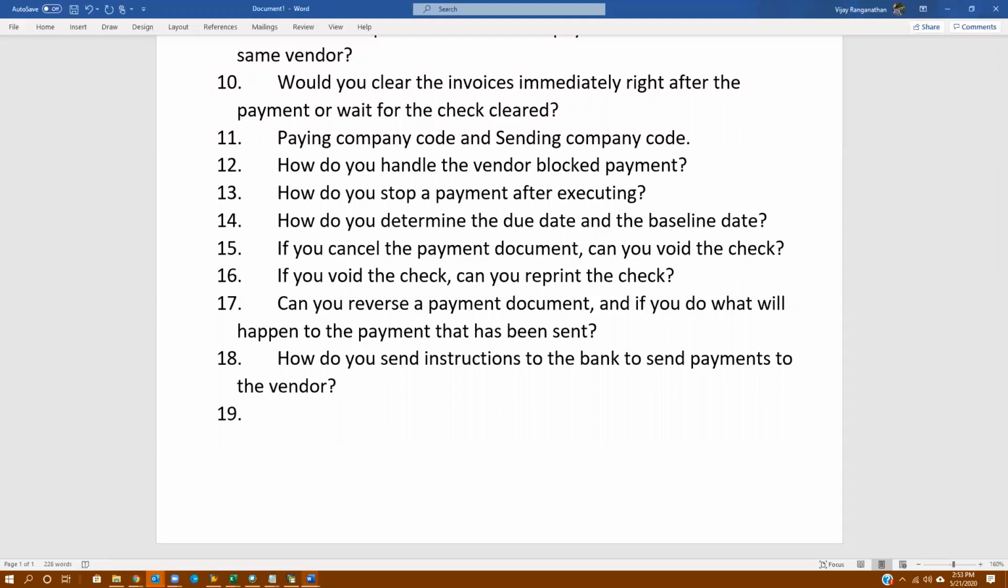Number 3, how do you know the vendor encashed the check, right? Make sense? How do you know when the vendor encashes the check? The bank sends the file back to you? Yeah. Why is it so important? It is important to reconcile.